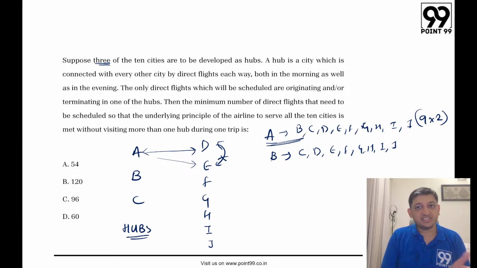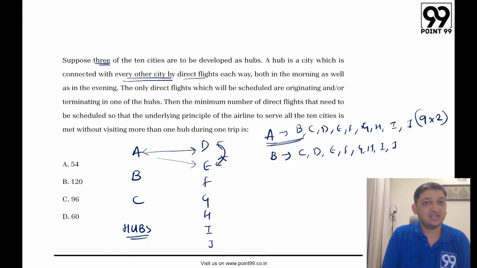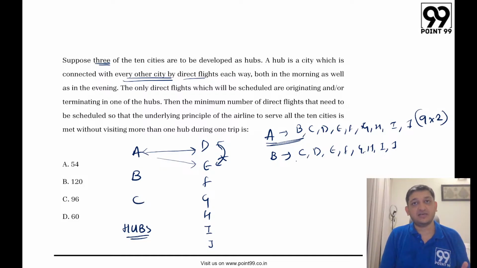Now you might ask: if I want to go from B to C, why can't I go from B to A and then A to C, using the same flights, right? So think about it. If I want to go from B to C, will I go from B to A and A to C, or will I go directly from B to C? And if I do that, what is basically the issue? The point here is that a hub is a city which is connected to every other city by direct flights. So B to C has to be a direct flight. We cannot say that if someone has to go from B to C, they can go from B to A and then A to C. It's not a mandatory criterion. The mandatory criterion is that every hub has to be connected to every other city. That is the mandatory criterion.